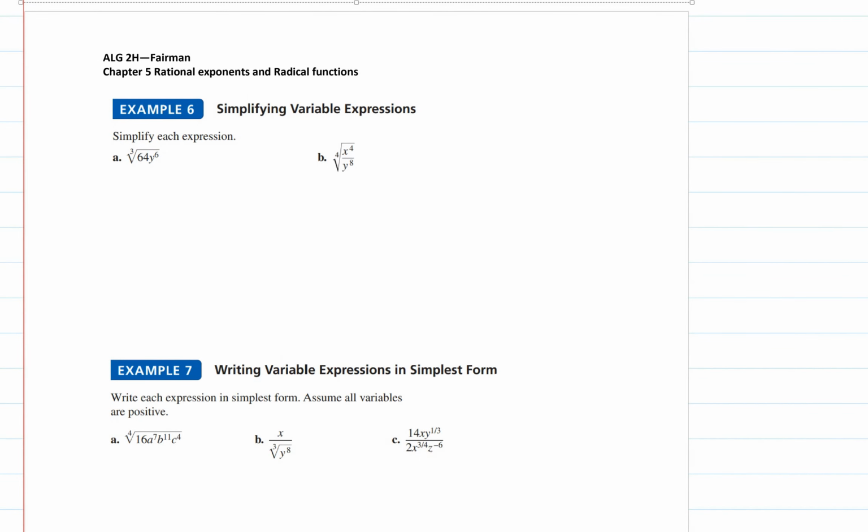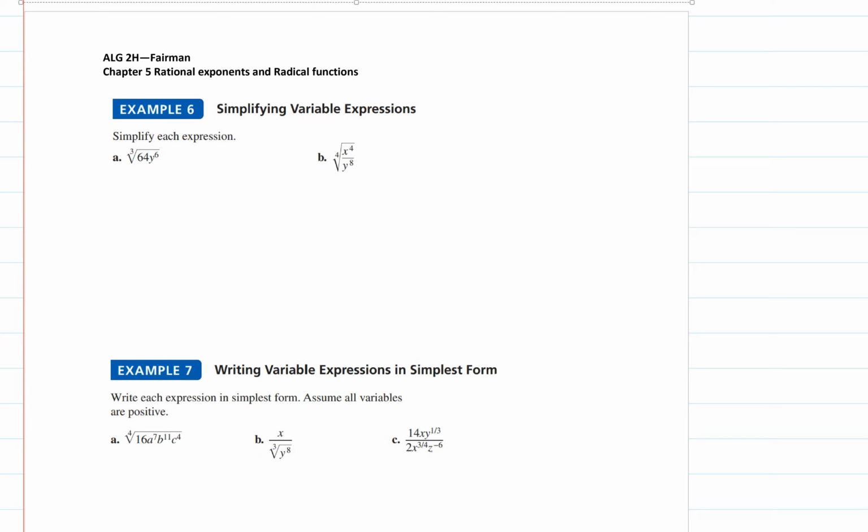So let's do a few more examples. For example 6, we're going to simplify this expression. And we've done this with numbers, but now we've got variables. So remember, a cube root or an nth root, we're just looking for groups of n factors. So in this case, we're looking for groups of 3 factors.